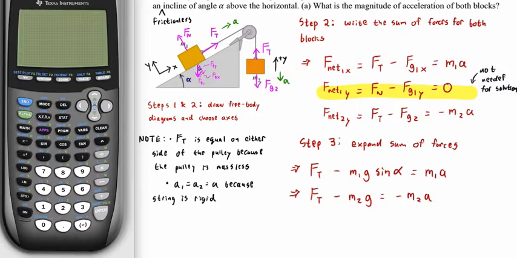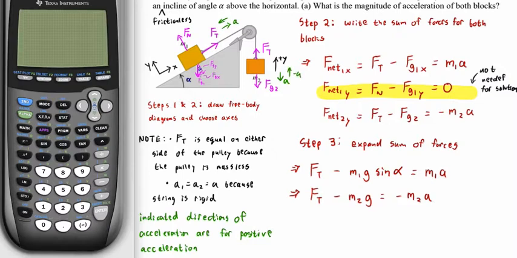So in other words, acceleration is positive when it's in those directions. Okay? So we'll say the indicated directions of acceleration are for positive acceleration. All right, so if the acceleration is in the direction indicated, then we'll get a positive value. If the acceleration is in the other direction, then it would be negative, right? So then that would be a negative a. All right, so we're building that into the problem.